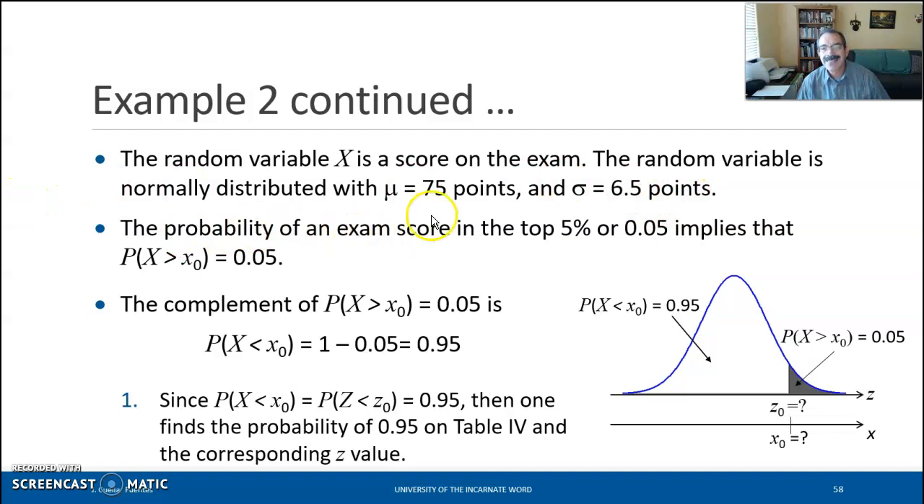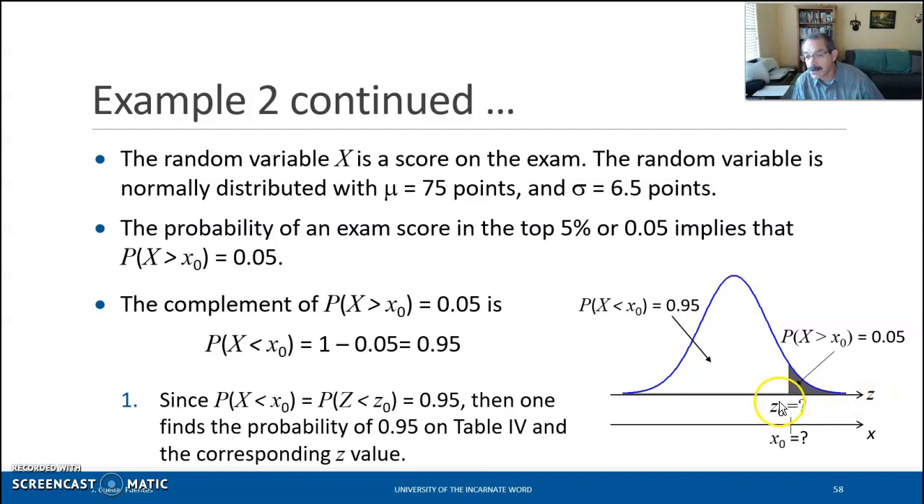So the probability of an exam score in the top 5%, or 0.05, means that we're looking for scores in the top 5% of the distribution. That is, we're looking for values larger than some minimal score so that the probability is 0.05. Now remember, table 4 always gives you probabilities to the left of the value. In this case, the probability we're looking for is the probability that x is bigger than x sub 0 is 0.05. But that probability is on the right side of the distribution.